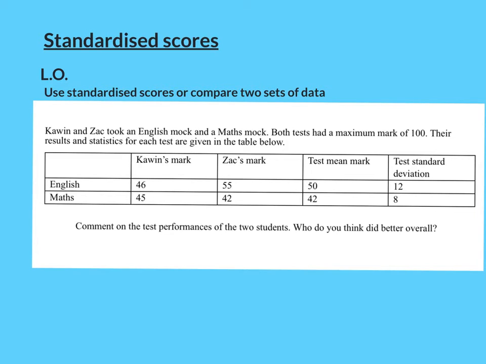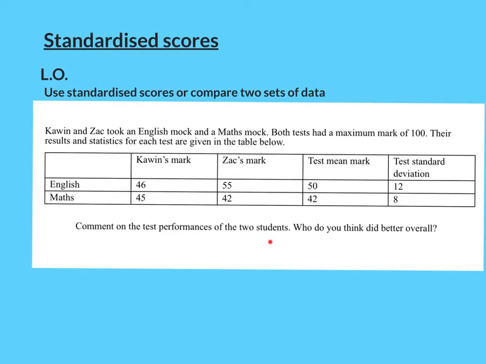We're going to look at standardised scores, and we're going to start off looking at how it's useful. So let's say two different students were given two different tests and we want to compare these tests. In this case they've done a maths and English mock with the results, Carwyn and Zach, and we've also got the test mean mark. That means on average how everyone in the year did in that test, and the test standard deviation.